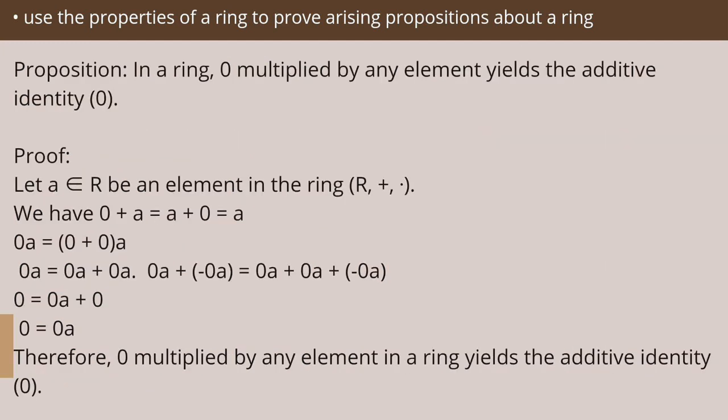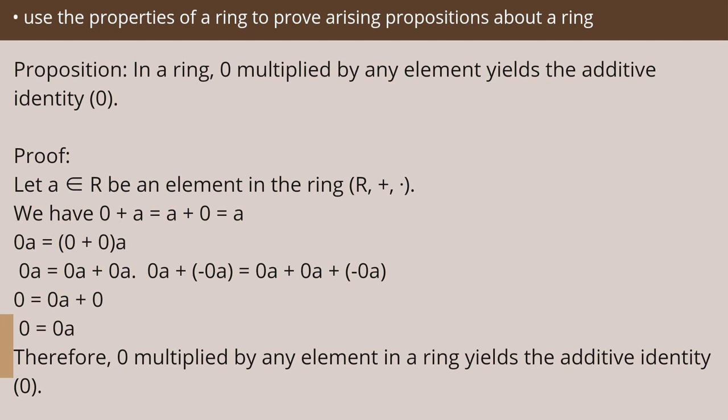Now, for the second proposition, we have in a ring, 0 multiplied by any element yields the additive identity 0. We have the proof: let a belonging to R be an element in the ring R with addition and multiplication. We have 0 plus a is equal to a plus 0 is equal to a by the properties of the additive identity. Now, consider the equation 0a is equal to (0 + 0)a. Using distributivity, we have 0a is equal to 0a plus 0a.